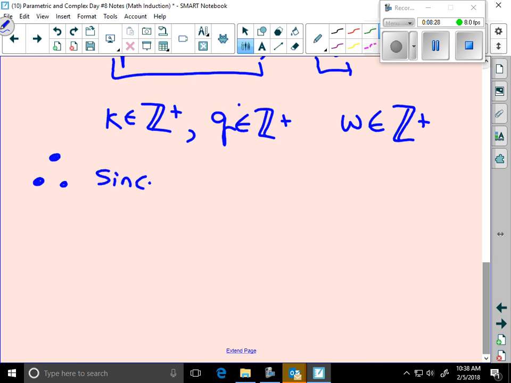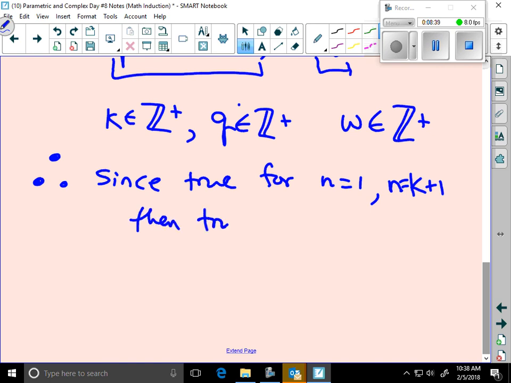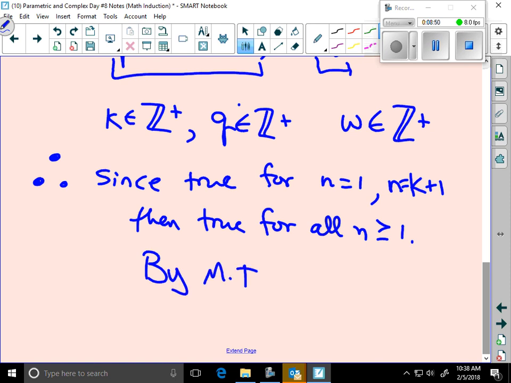Therefore, since this is true for n equals 1 and n equals k plus 1, then true for all n greater than or equal to 1 by, I almost forgot the best part, by math induction.